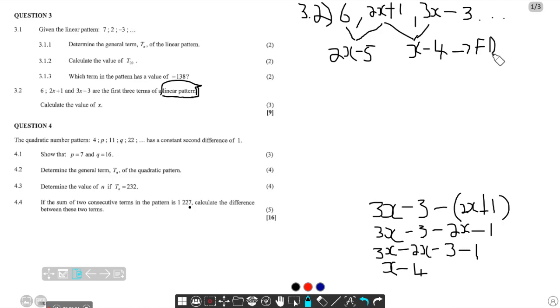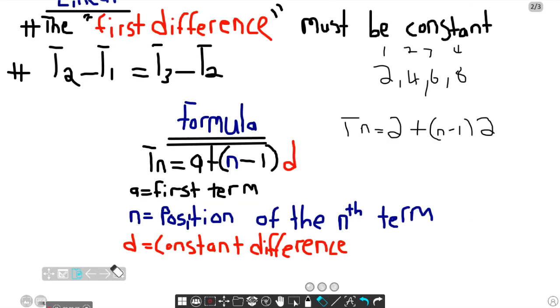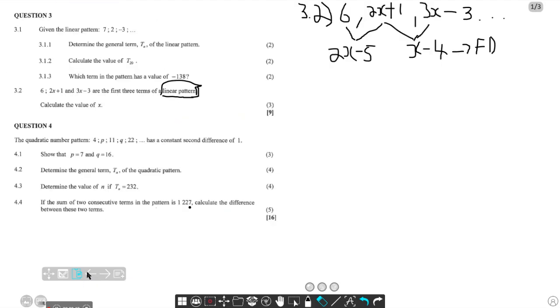Now remember, I was talking about the equation that I said was very important. There's somewhere where it's going to come in handy. This one: T2 minus T1 is equals to T3 minus T2. Now we are going to use it here. So what are we going to do? After finding your first difference, so now what are we looking for? We are looking for x, right?